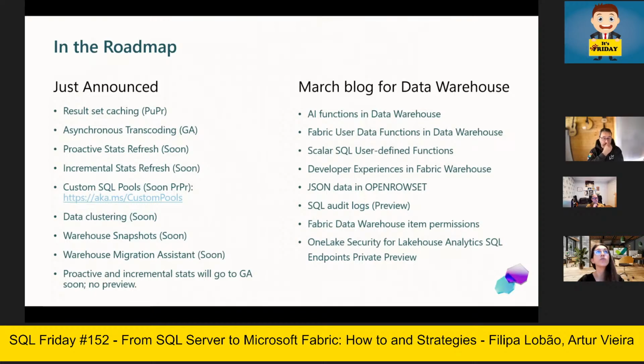So in the roadmap, just announced very recently at the previous FabCon early this month, there were some pretty cool features like result set caching, right now in public preview. We do have asynchronous transcoding. Of course, we do have this migration assistant tool that Artur has been demoing for us very kindly, that is rolling out already for some of you. Don't forget the small part of the URL that you can add that Artur shared, which is pretty cool to give it a try. And then a couple of other things like the incremental stats refresh coming shortly, the proactive stats refresh as well.